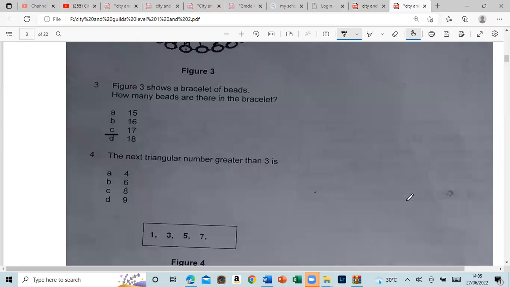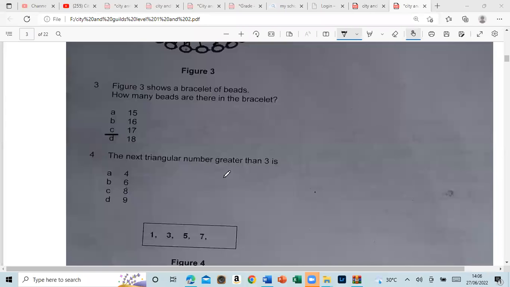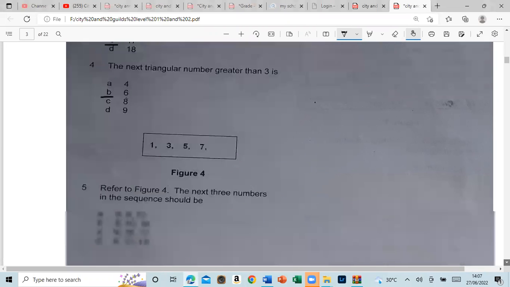The next triangular number greater than 3 is... Now, what is a triangular number? A triangular number or triangle number counts objects arranged in an equilateral triangle. Triangular numbers are a type of figurate number, right? So basically, the next one would be 6. Ironically, the next one would be 10 and not 9. All right, so very interesting question.